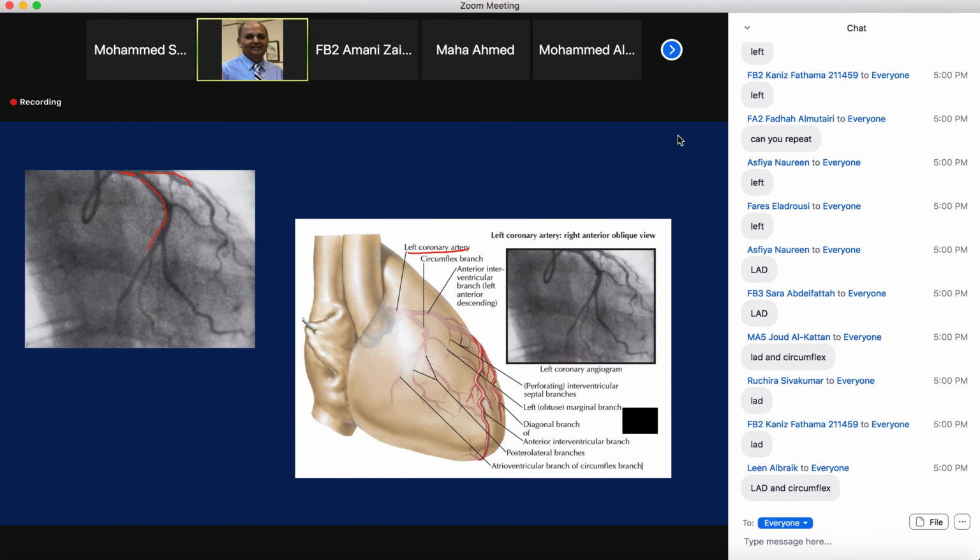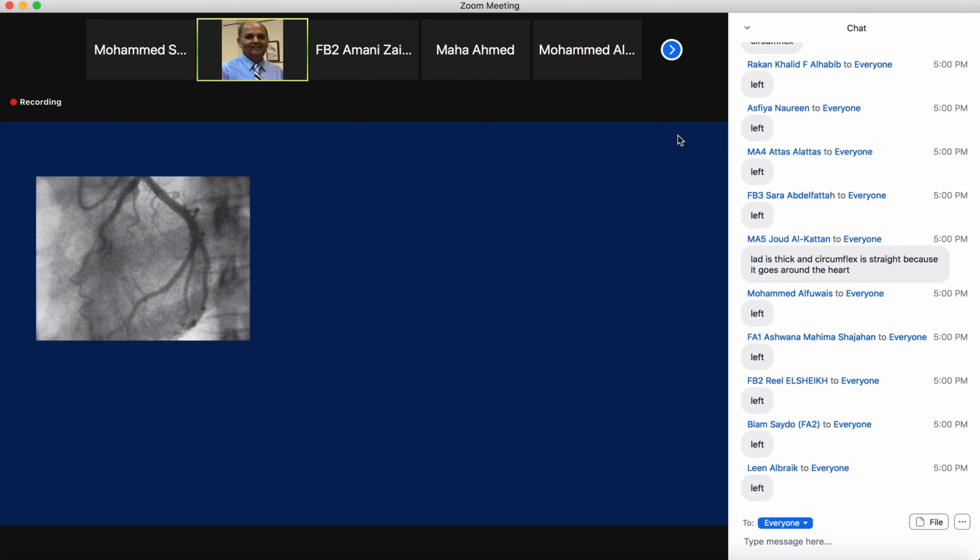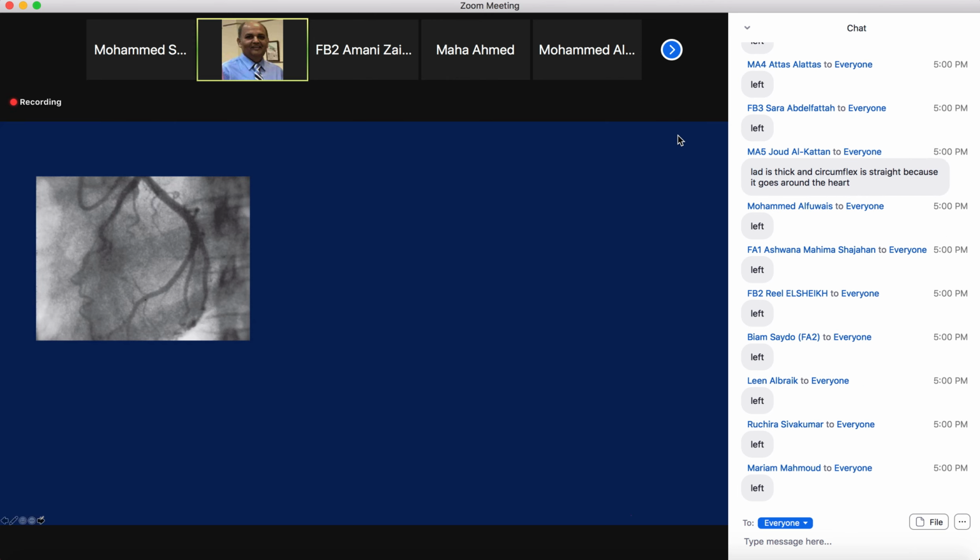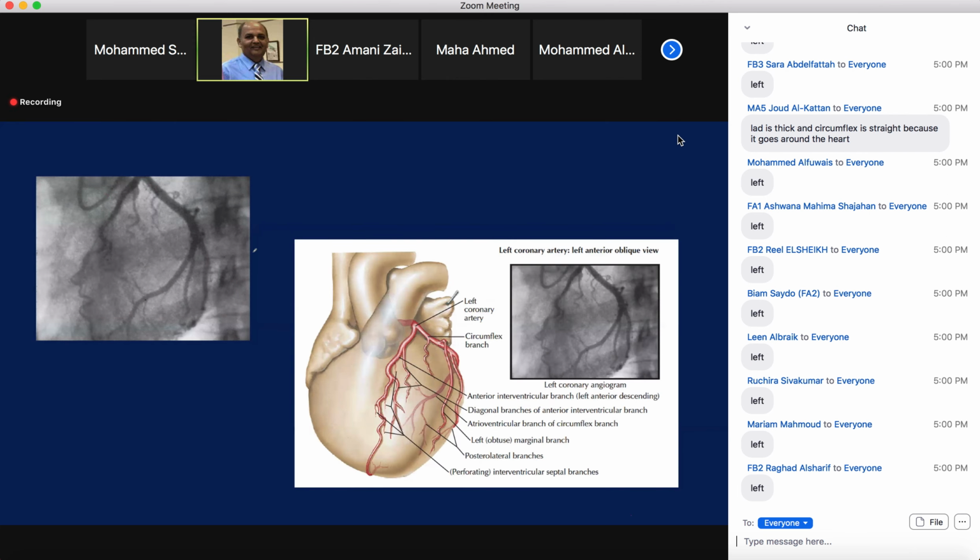Now go further. Now we can see more clearly. Is it right or left? Left. Excellent. You guys are mashallah so good. So now we can see that we are at this level. So there you are looking at what? LAD. You're looking at the circumflex, and then you are looking at its marginal branch. Easy peasy. Okay. Let's go further. Now, what do you see here? Is it right or left? Left. Excellent. So this is left.